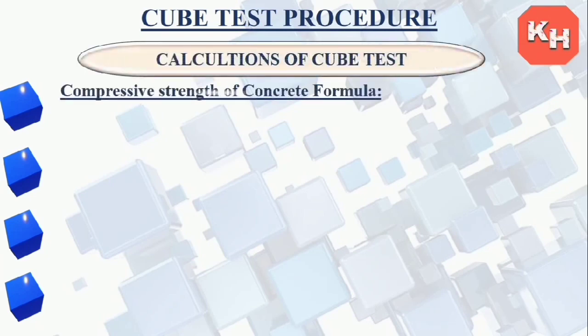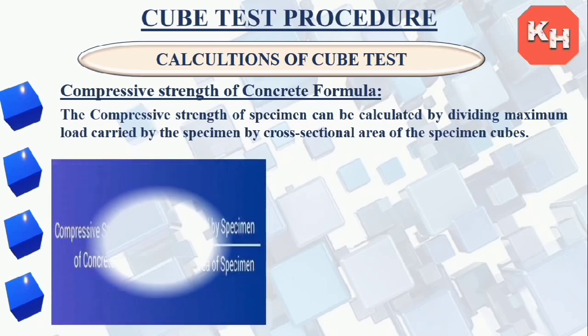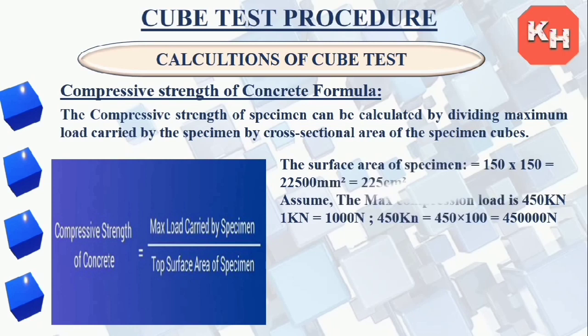Now we see the calculation of cube test. Compressive strength of concrete formula. The compressive strength of the specimen can be calculated by dividing the maximum load carried by the specimen by the cross-sectional area of the specimen cube. That is, compressive strength of concrete is equal to the maximum load carried by the specimen divided by the top surface area of the specimen. The size of the specimen is 150 mm by 150 mm by 150 mm. The area is 22,500 millimeter square, that is 225 centimeter square.